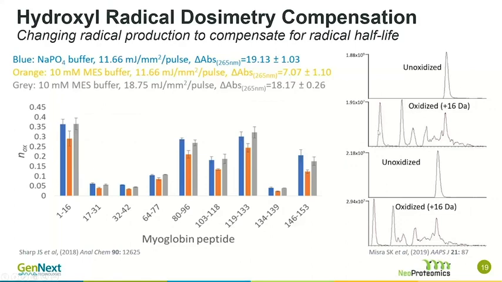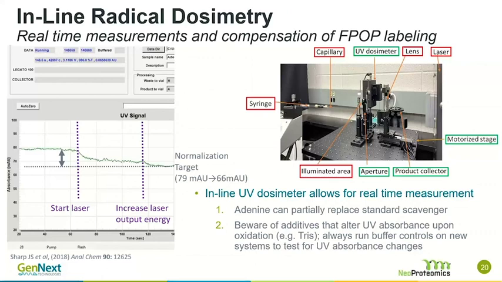And if you look at the oxidation products in sodium phosphate buffer versus MES buffer, they're essentially the same as well. And so you can use these radical dosimeters not only to see if you've exposed your protein to equivalent radical doses, but to compensate for changes in buffer scavenging. And that's where this UV dosimeter accessory that I showed you in my initial setup comes into play. This lets you actually make those measurements in real time.